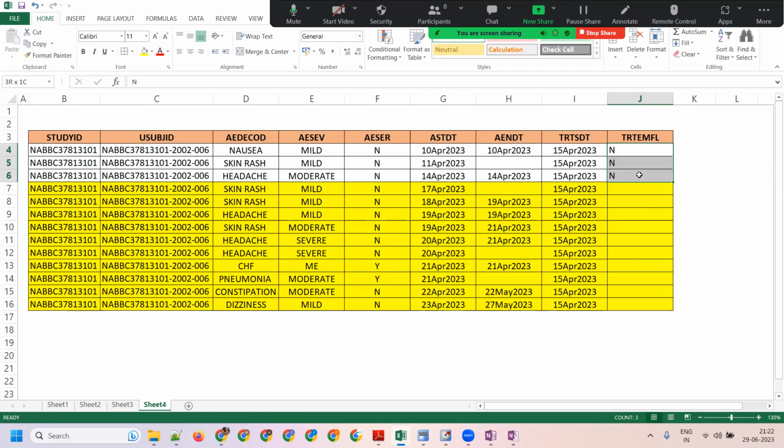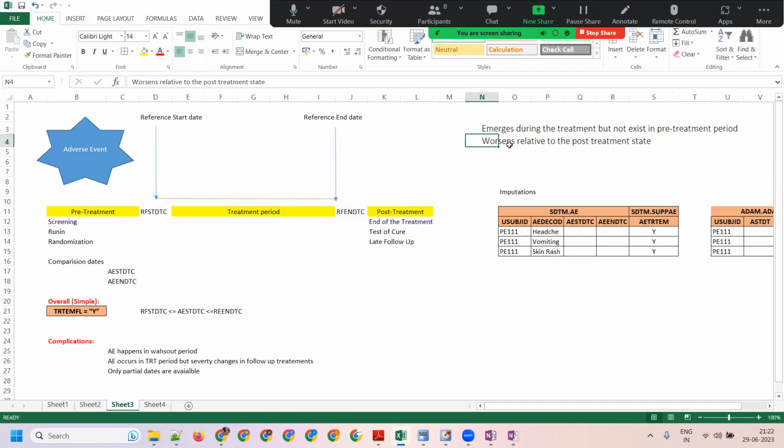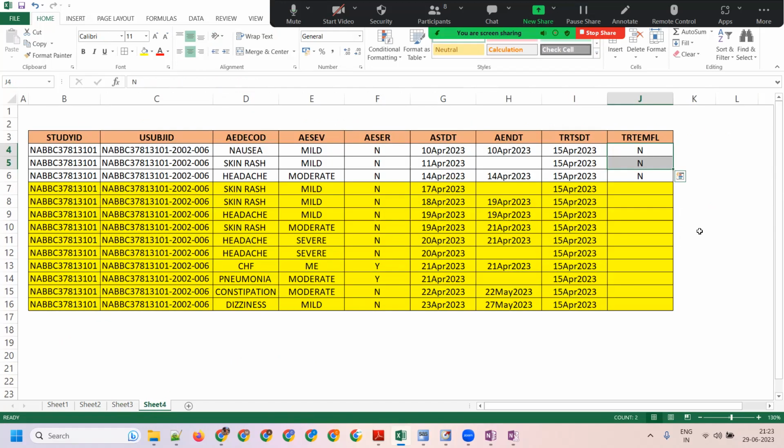Because these three adverse events started before my treatment start date. My treatment start date is 15th April. These happened on 10th, 11th, and 14th. So as per my first definition, if I'm not taking the grading into consideration, anything which happened in the pre-treatment stage, I don't consider as a treatment emergent flag. Yes or no? Anyone want to modify this?